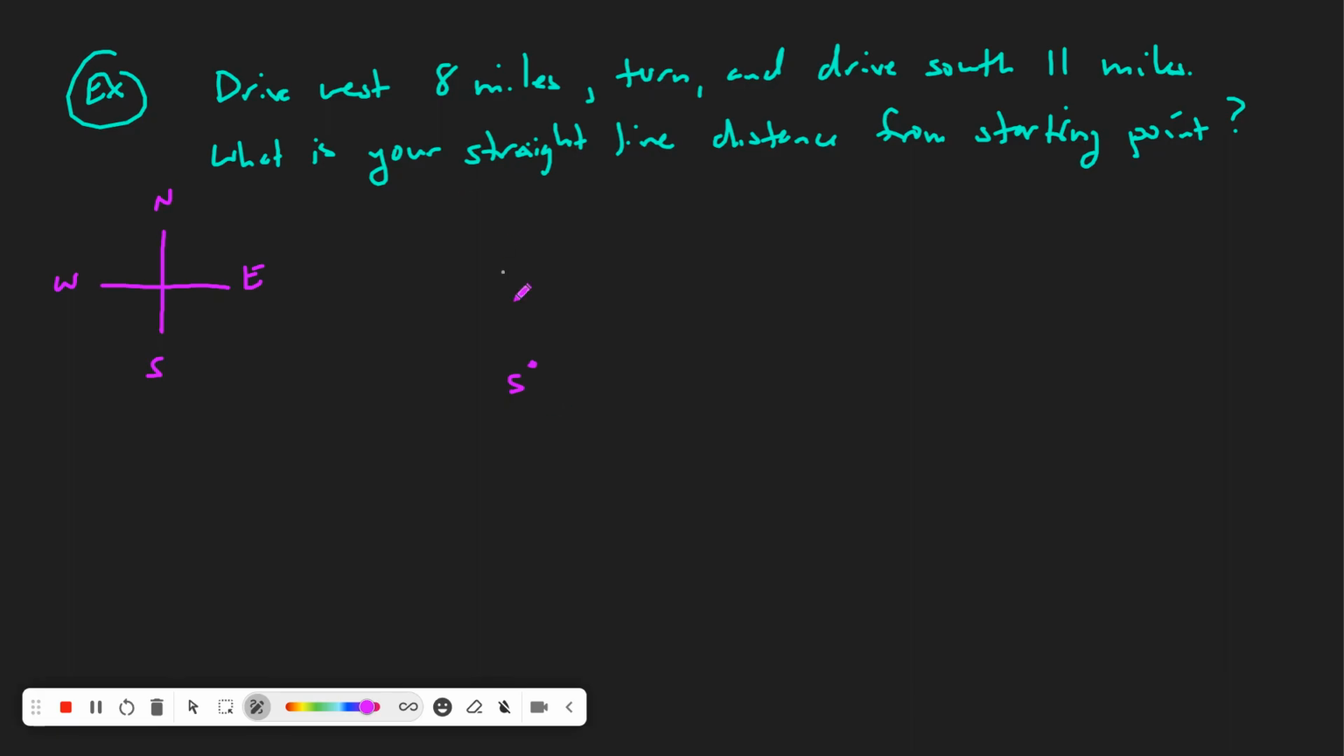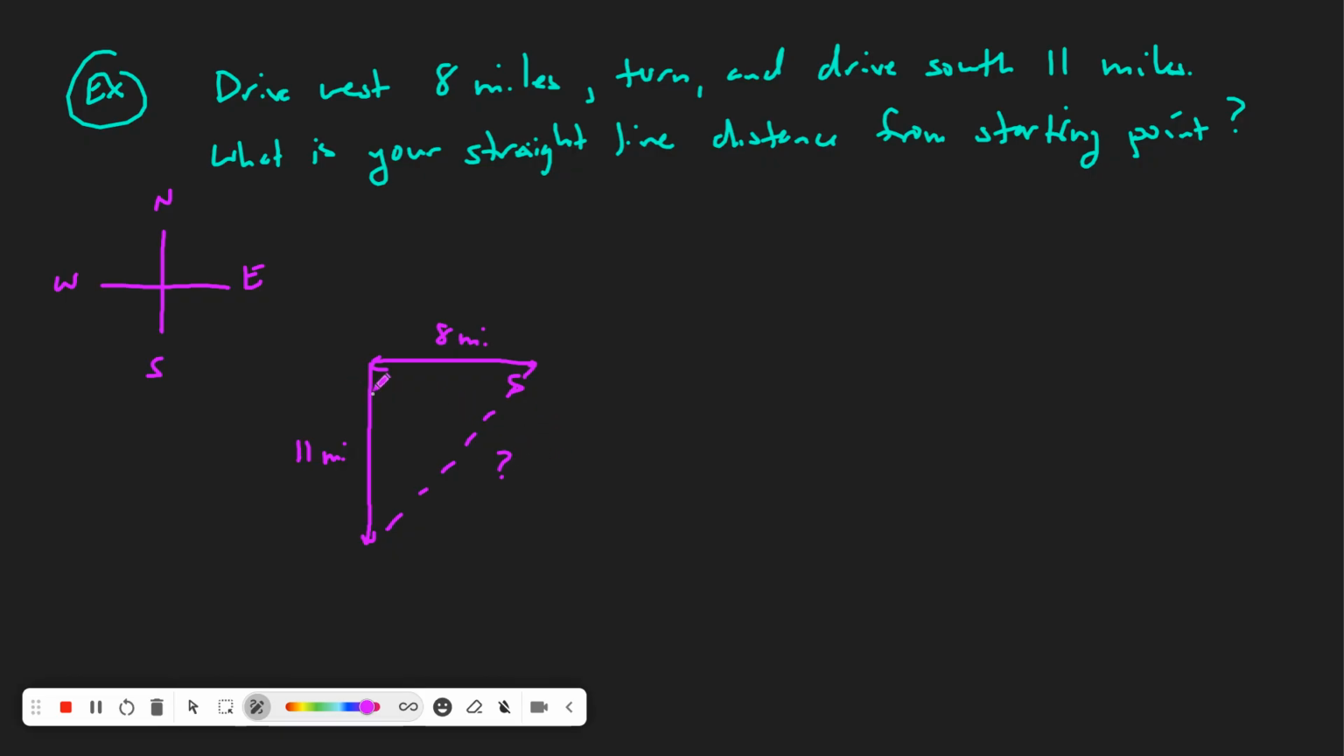Okay, I'm going to drive 8 miles west. I'm going to go this way. Let's call that 8 miles. Once I get there, I turn, and now I'm going to drive south 11 miles. So I'll go down south 11 miles, so a little bit further than 8. And now the question is, what would be the straight line distance from the starting point? So what would be this, right there? That's the question.